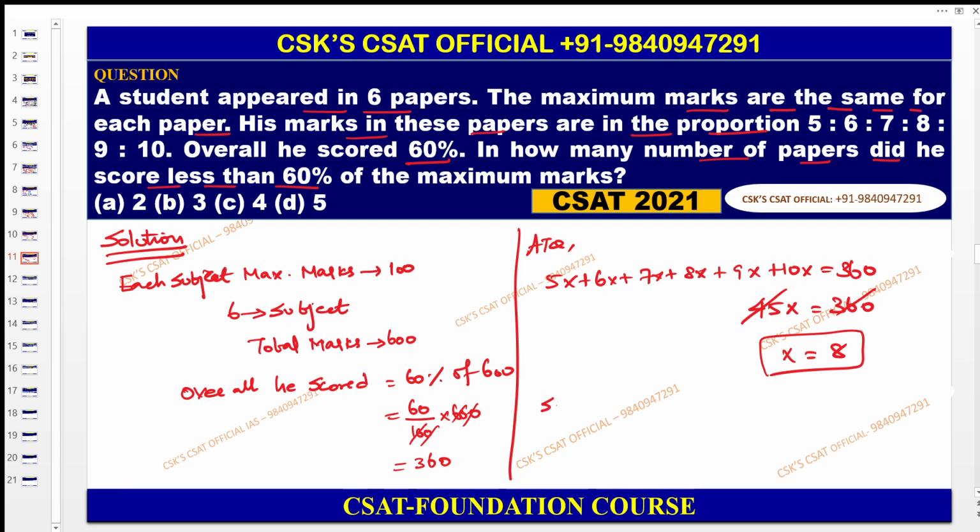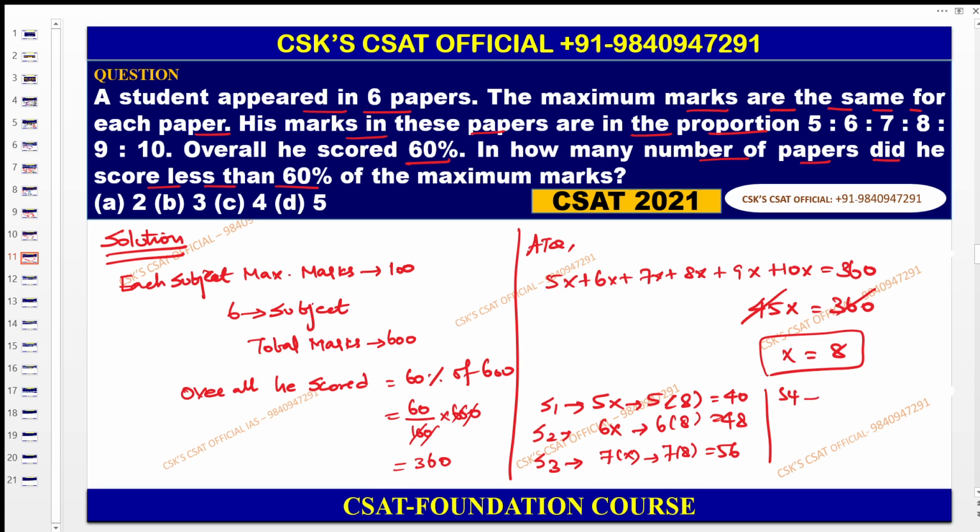Now subject 1, 5x. So which is equal to 5 into 8. So which is equal to 40. Subject 2, 6x, 6 into 8, 48. So subject 3, 7x. So therefore 7 into 8, 56. Subject 4, now listen, 8 into 8.